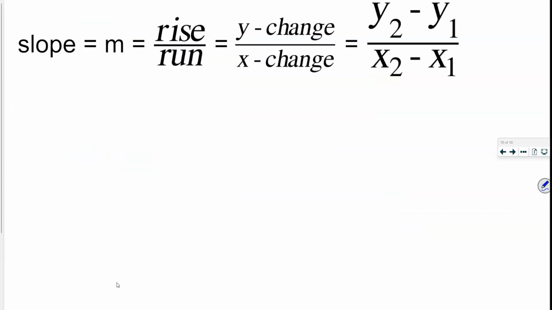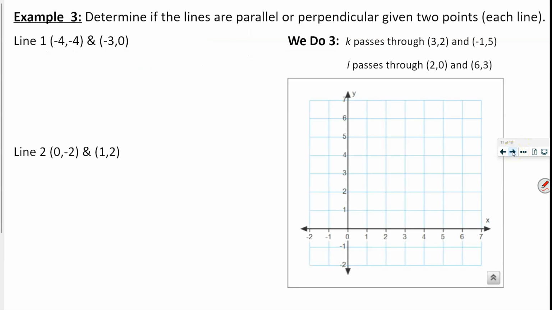So we know slope is m, right? But slope is also rise over run. That means the change up and down over the change left and right. Okay, so rise is up, down, run is left, right. So the change in y is y2 minus y1. The change in x is x2 minus x1. Okay, and we're going to talk about what that looks like as we start talking through some points, okay? We're going to use this formula. So determine if the lines are parallel or perpendicular given 2 points on each line, okay?